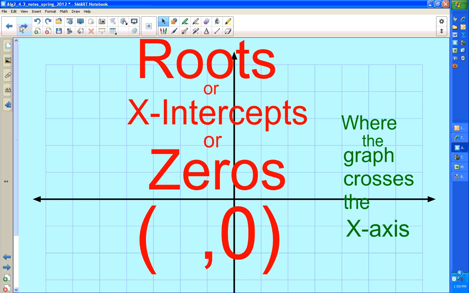How do you find the x-intercepts? Plug in 0 for y. Well said. Plug in 0 for y. How do you find the y-intercept? Plug in 0 for x. We talked about this when we graphed lines.